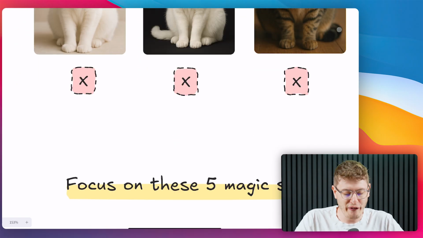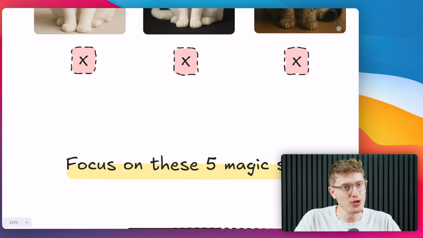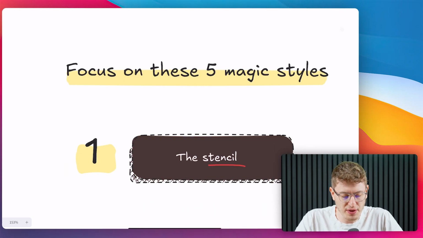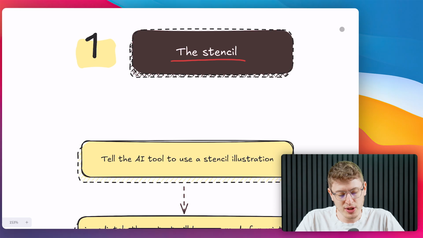So I'm going to give you now 5 magic styles, 5 styles that I use, and I use a lot more than 5 styles just to put it out there, but these 5 styles are tried and tested. They're really good. The first is called the stencil, okay? Tell the AI tool to use a stencil illustration.